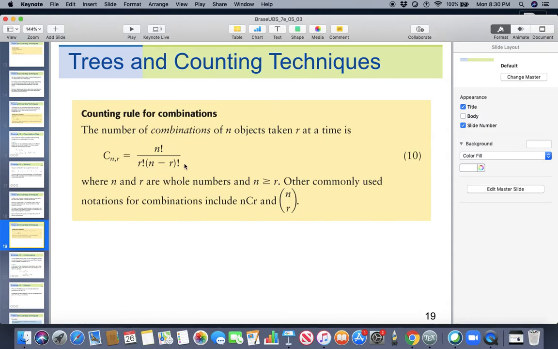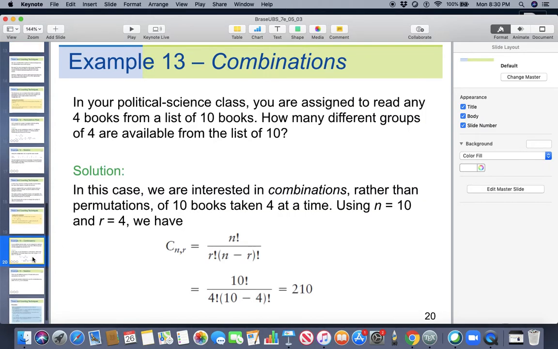So for this also there is a calculator key if you like. That's your formula. Other notations for C(n,r) are nCr and parentheses n over r. Okay, they all mean the same thing. And the formula is given here. Let's look at an example.